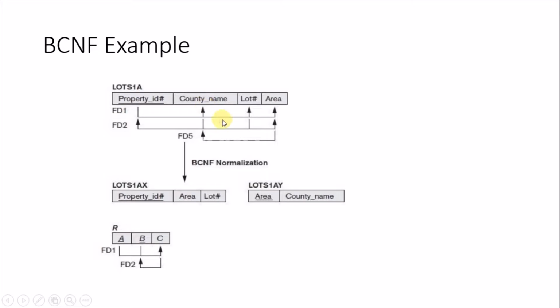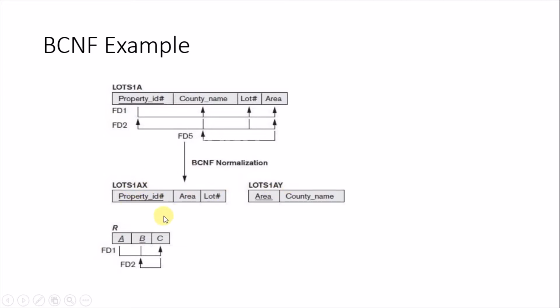So that is decomposed according to BCNF normalization into Loads1AX and Loads1AY. Loads1AX has only property ID number, area and lots number, and Loads1AY will have area and county name. Here property ID number is the primary key, so it determines area and lots number. Here area is the key, so it determines county name. In these two relations, X is a super key.